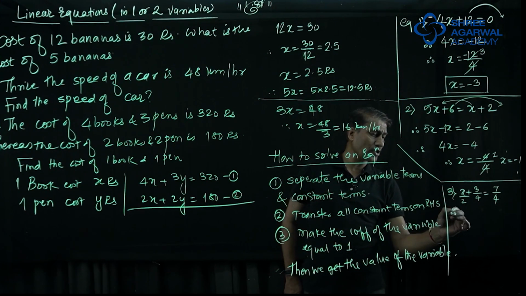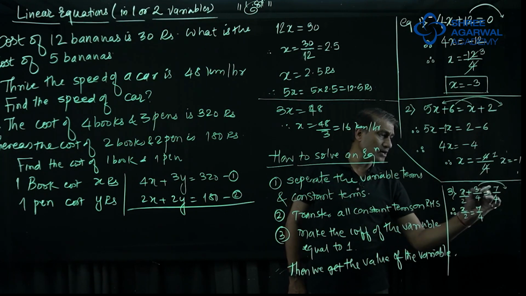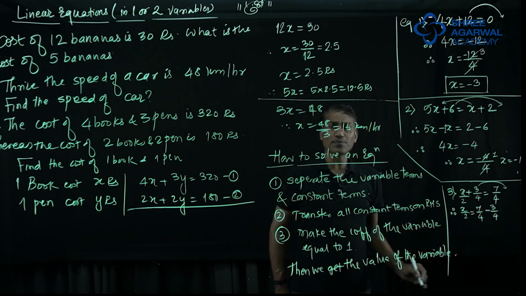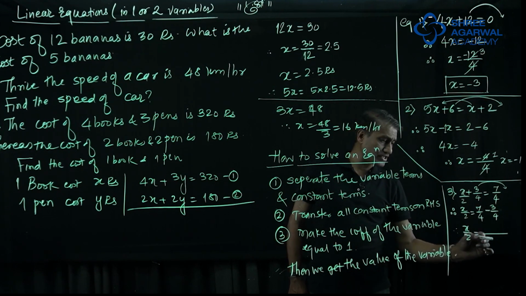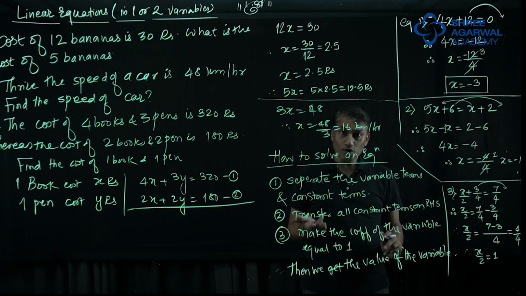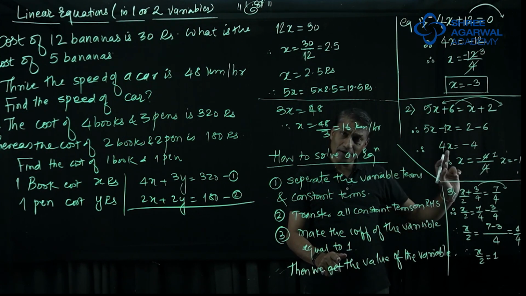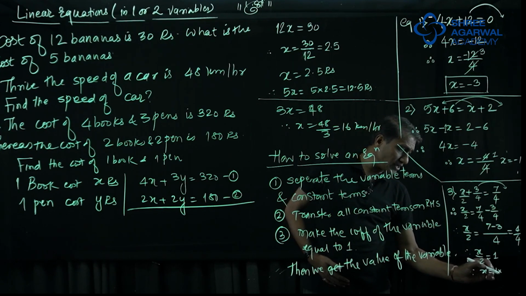So I will say therefore x upon 2 is equal to 7 upon 4, this becomes minus now, minus 3 upon 4. Therefore x upon 2 is equal to, the LCM of these two terms is 4, the numerator will be 7 minus 3, 7 minus 3 is 4, 4 upon 4, so x upon 2 is equal to 1. Now the coefficient of x has to be made 1. Now 2 is in the denominator, it will go and become the numerator. So division becomes multiplication, x is equal to 1 into 2 is equal to 2. Finally, x is equal to 2.